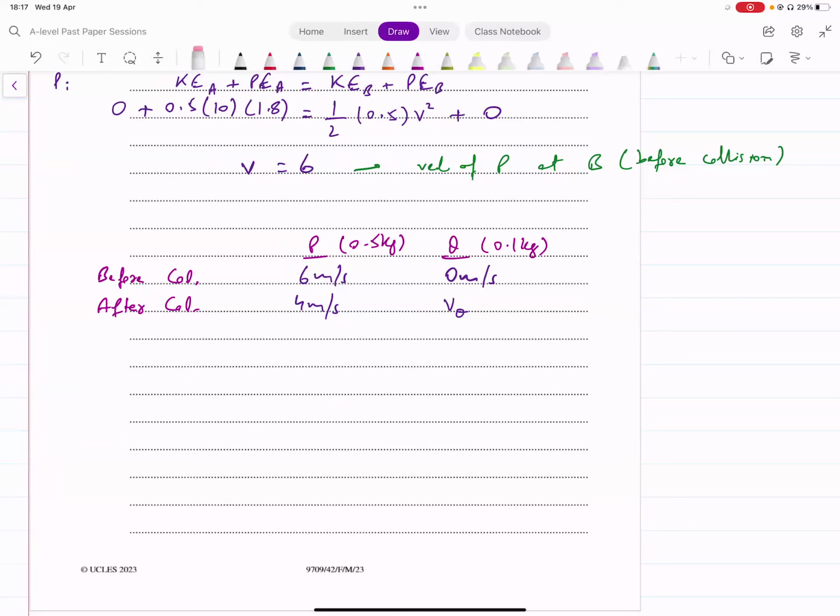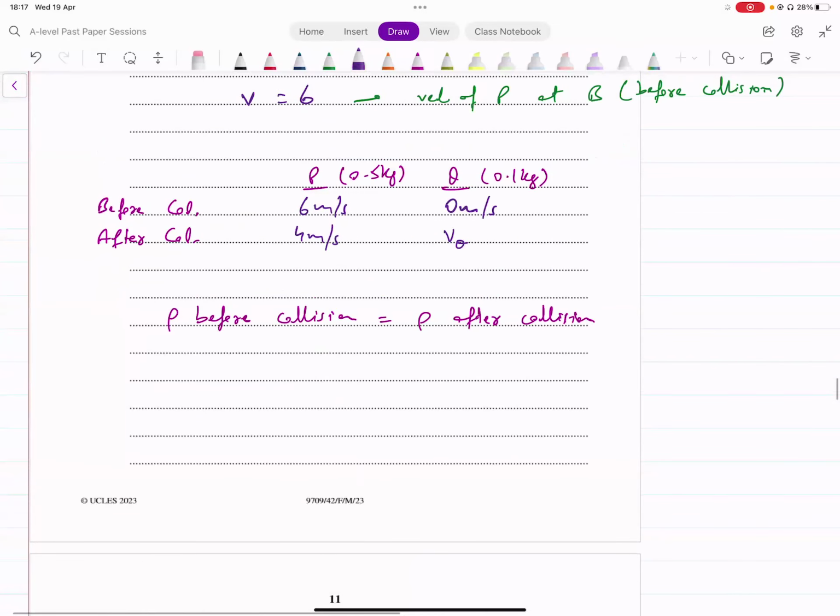is equal to momentum after collision, right? Total momentum before collision, that should equal the total momentum after collision. That's what you have to use here. Momentum before collision क्या होगा? P का देख लें momentum कितना है?